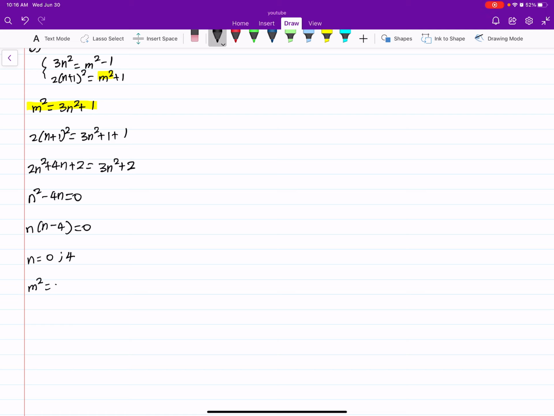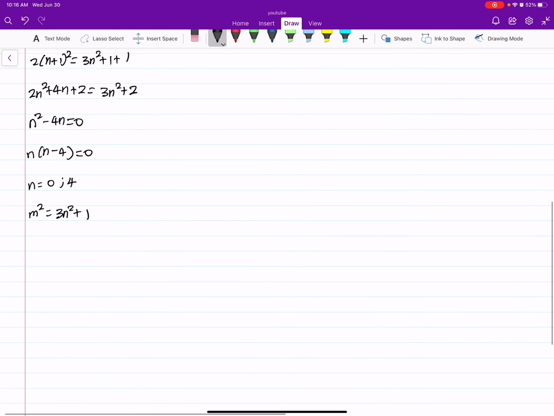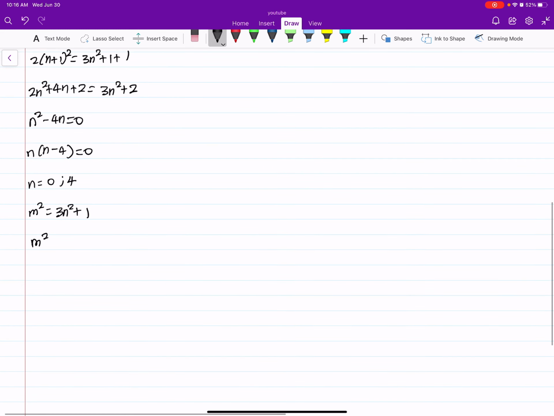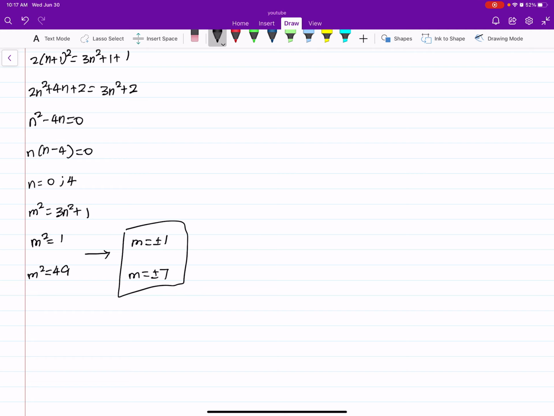Now we can substitute that in to find m, because we're trying to find m. This is the equation that links m and n. We have m squared is equal to 1 and m squared is equal to 49. So we have m is equal to plus or minus 1, and m is equal to plus or minus 7. Don't forget your plus and minuses. So that will be our final answer.